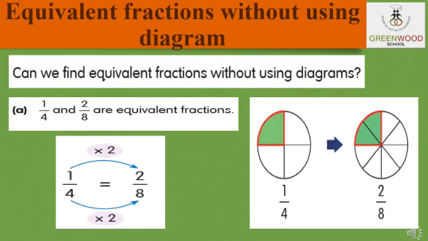Look at the picture. 1 by 4 means the given circle is divided in 4 parts out of which the first one part is colored. And in the second circle, it is divided in 8 parts out of which 2 parts are colored. So, if in 1 by 4, 2 is multiplied in numerator as well as in denominator, we get 2 by 8. So we can say that both these fractions are equivalent fractions.